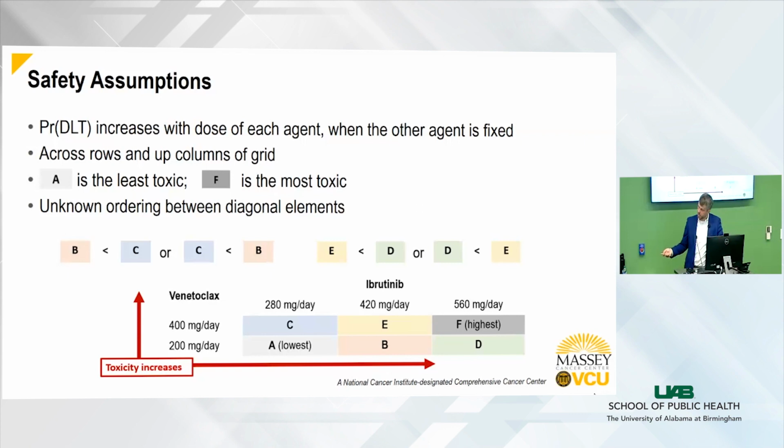So basically, toxicity increases, probability of DLT increases as I go up a column or across a row, right? But along the diagonals, I have some uncertainty. So A is the least toxic combination. F is the most toxic combination. Ordering between diagonal elements is unknown. So I have some uncertainty among the DLT probabilities along diagonals.